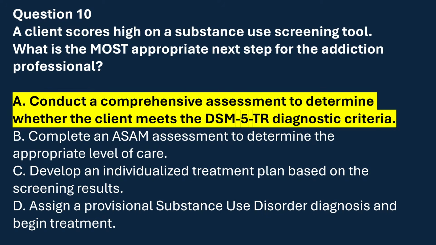So as you're developing the treatment plan, you may use the ASAM assessment, and then you identify the level of care, and then you develop the goals with the treatment plan. So a screening tool is just a quick look at the most important symptoms to see if there needs to be further assessing. The comprehensive assessment is all the questions and all the information you use to see if they meet criteria for a diagnosis.